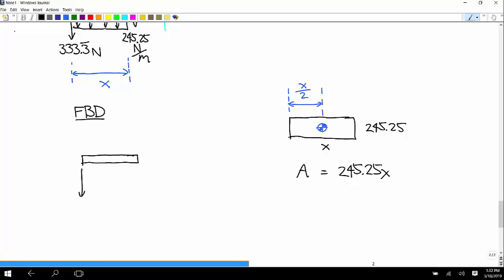So we have a downward force of 333.3 repeating. We have another downward force that represents the weight of 245.25x. And then we have the internal loads. There's T, V, M, some fancy T.